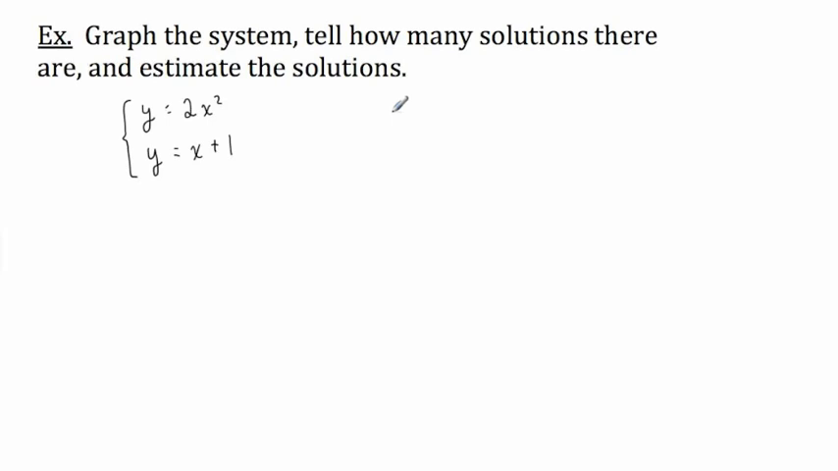So let's go ahead and start off by just making a rough sketch of this system on the same set of axes. We know that y equals 2x squared is a direct variation equation, and since its exponent is 2, we know that it will look like a parabola. So it'll have a vertex here at the origin, and it will look like a parabola, about like this.